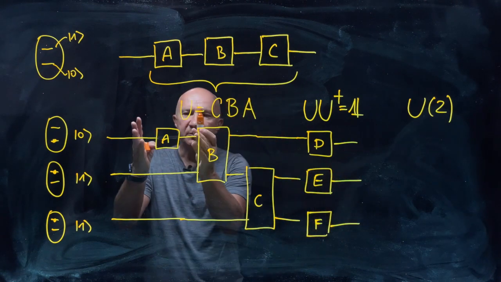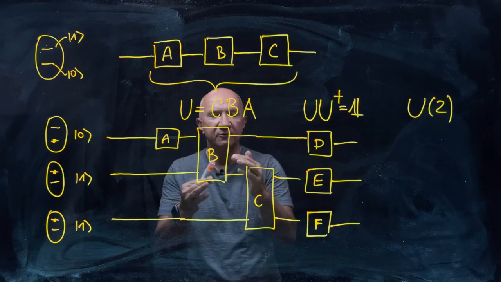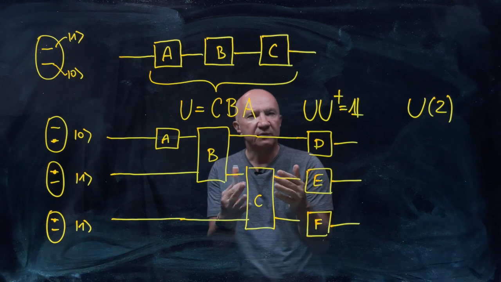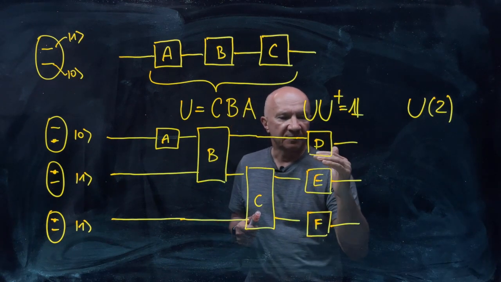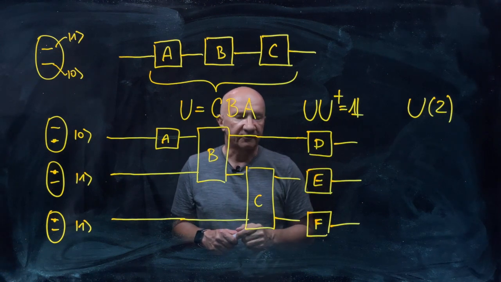So clearly A will be a 2 by 2 unitary matrix, B will be a 4 by 4 unitary matrix, C will also be 4 by 4, it involves 2 qubits, right? And D and E and F will be 2 by 2 unitary matrices.